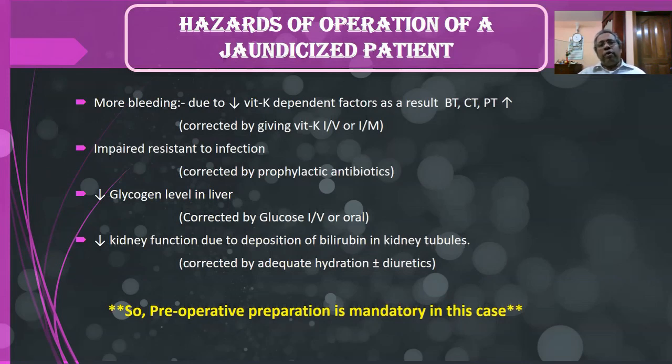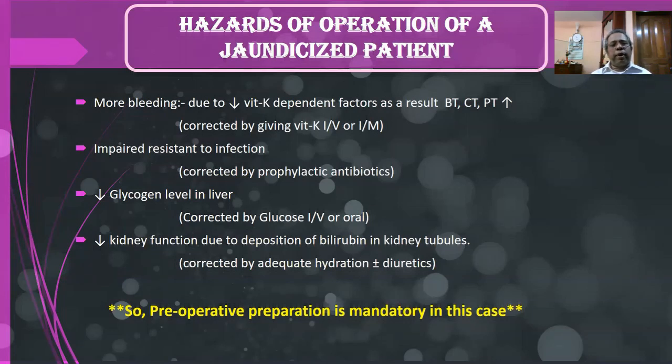bleeding in an obstructive jaundice patient because the prothrombin time is prolonged. So you correct it fast. Impaired resistance to infection is another important thing. Whenever the patient has jaundice, the immune system is also suppressed. So the patient develops postoperative septicemia.